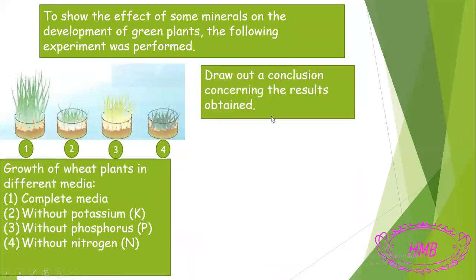Draw out a conclusion. After we made the comparison and the description for the explanation of the result in every container, draw out a conclusion concerning the results obtained. When I want to make a conclusion, it must be based on certain results. That's why we use concerning, because depending on the results that I had, I will conclude.